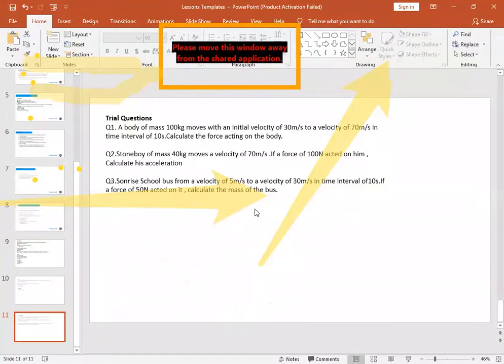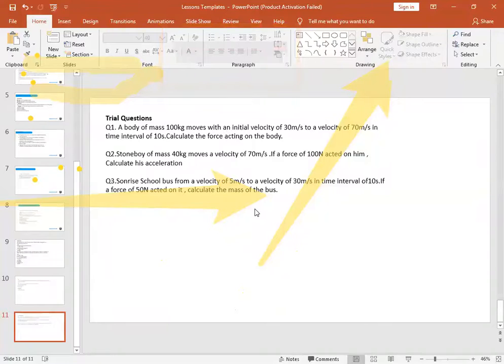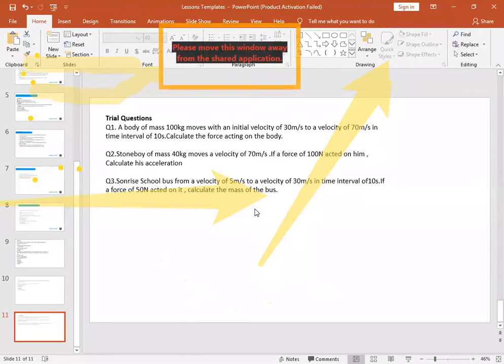The second question: a stone ball of mass 40 kilograms moves with a velocity of 70 meters per second. If a force of 100 Newton acted on it, calculate its acceleration. And the third question: a Sunrise school bus moves from a velocity of 5 meters per second to a velocity of 30 meters per second in a time interval of 10 seconds.